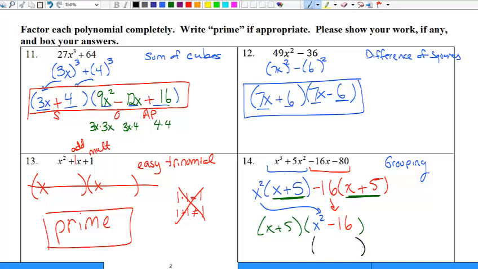So this one is a difference of squares. What squared gets you x squared? x, and x. What squared gets you 16? Well, that's 4 times 4. And the difference of squares, like we did on number 12, says that one sign has to be positive and the other sign has to be negative. The x plus 5 simply comes down.